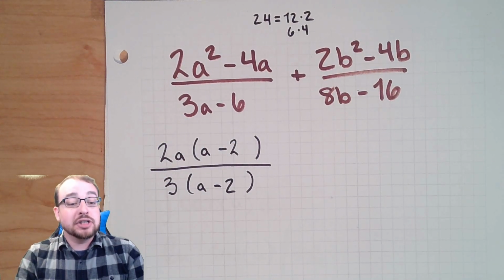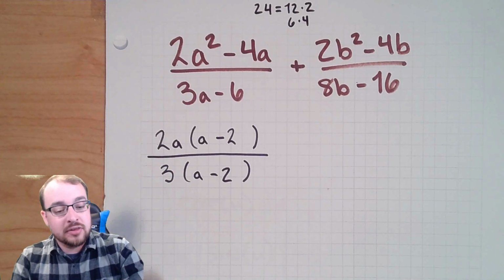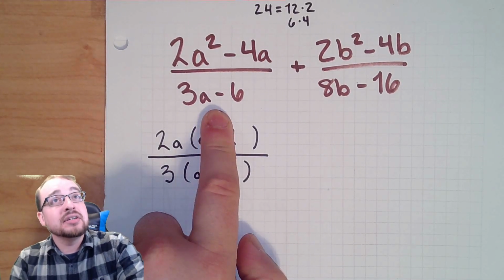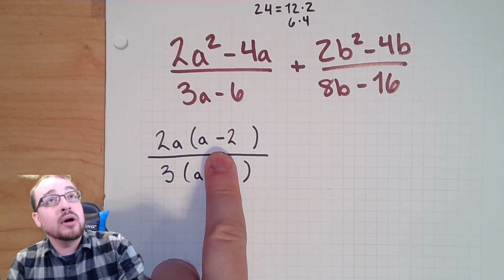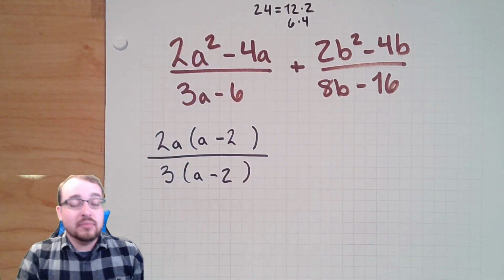Always check to make sure we're not changing the problem, right? We're just thinking of it in a different way. 3 times A minus 2 is the same thing as 3A minus 6. 2A times the quantity of A minus 2, same thing as 2A squared minus 4A.